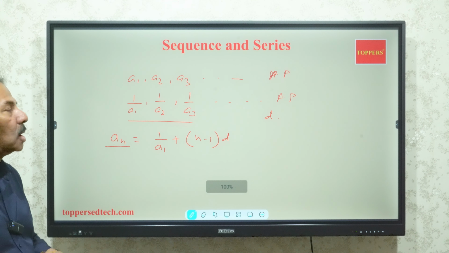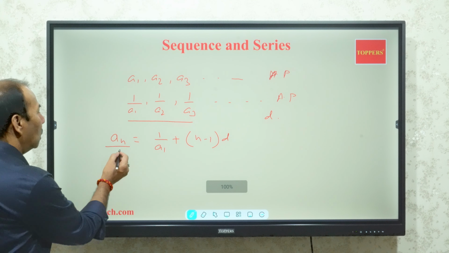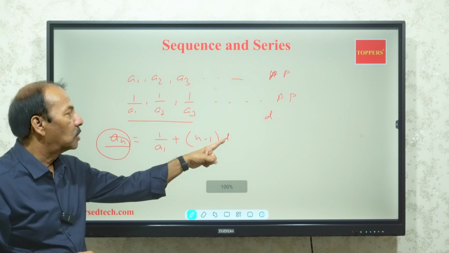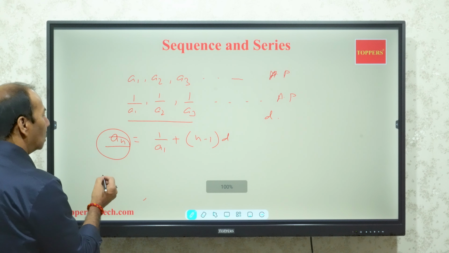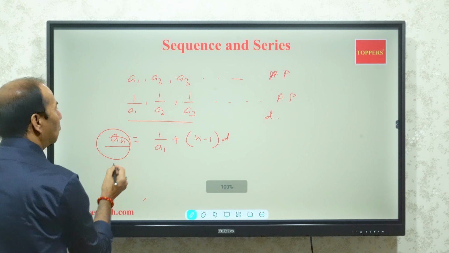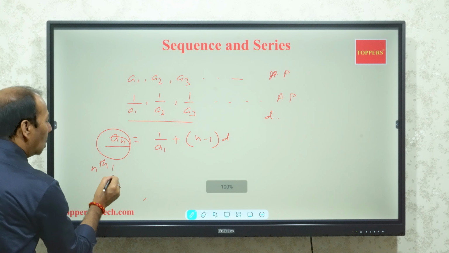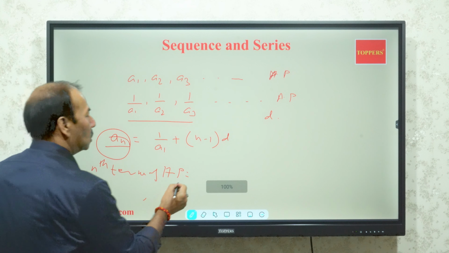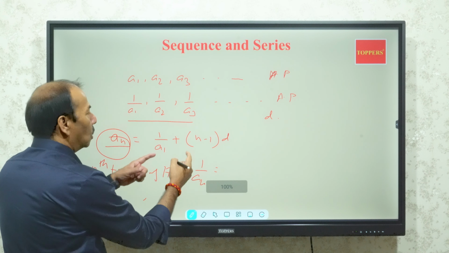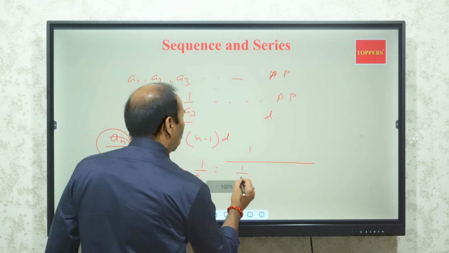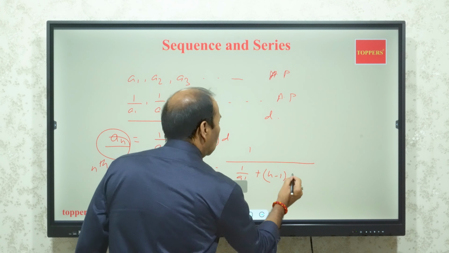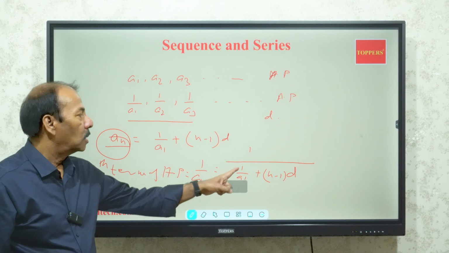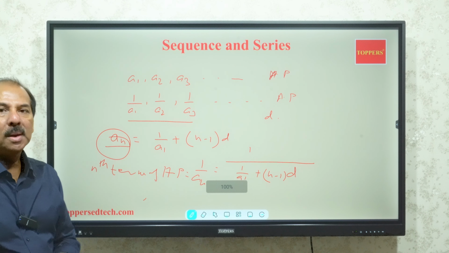Now the nth term of this HP will be what? The reciprocal of this. So reciprocal of 1 upon a1 plus n minus 1 into d. So the nth term of HP, an, will be equal to 1 upon this, so 1 upon (1 upon a1 plus n minus 1 into d). So this is the nth term of this HP. This way we calculate the nth term.